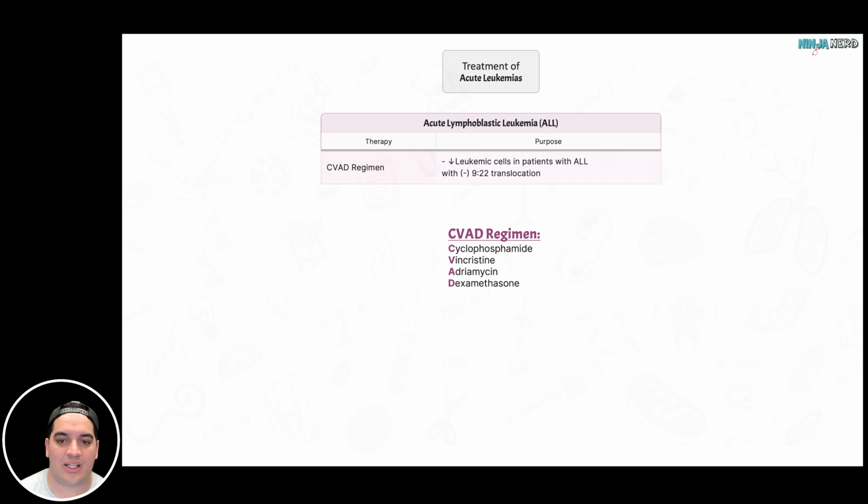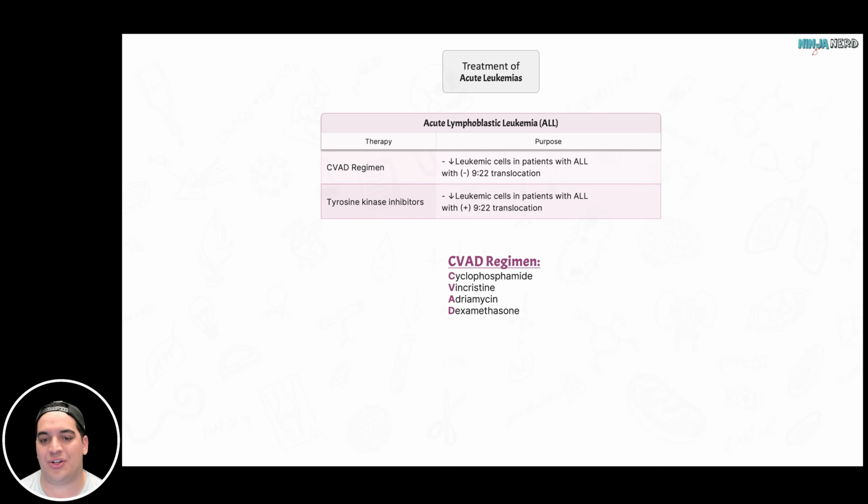And so we're basically giving these to reduce a lot of those leukemic cells in the bone marrow, especially if that patient does not have a 9;22. What's the most common for acute lymphoblastic leukemia? If it's a chromosomal translocation, it's 12;21, right? So this is going to be the CVAD regimen for most of those patients.